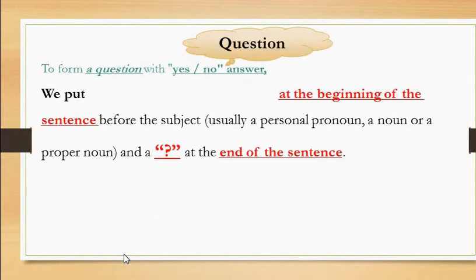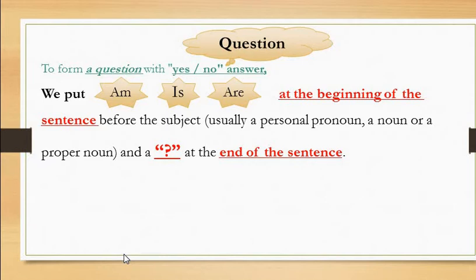Question. To form a question with a yes or no answer, we put am, or is, or are at the beginning of the sentence before the subject, usually a personal pronoun, a noun, or a proper noun, and a question mark at the end of the sentence. One more time. To form a question, we put am, or is, or are at the beginning of the sentence before the subject, and a question mark at the end of the sentence.